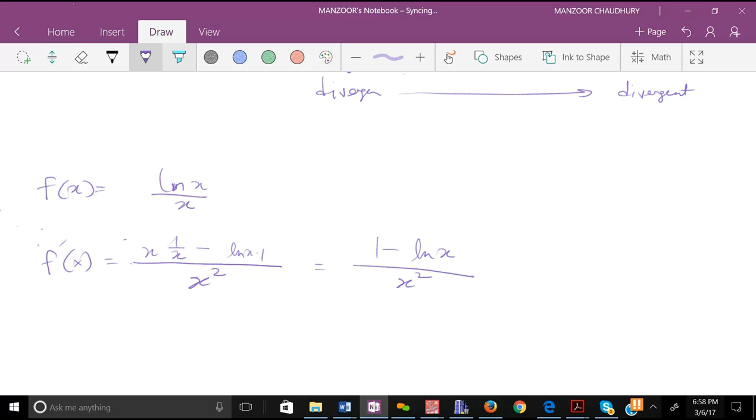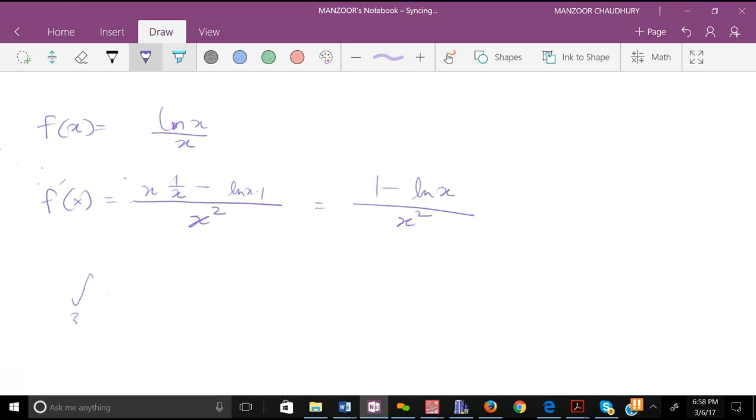So we are really looking at the integral between 3 and infinity of natural log of x over x dx. Yes, we use substitution here. So u is equal to natural log of x, du dx equals 1 over x. So when you do that, the limits turn out to be natural log of 3 and natural log of infinity.